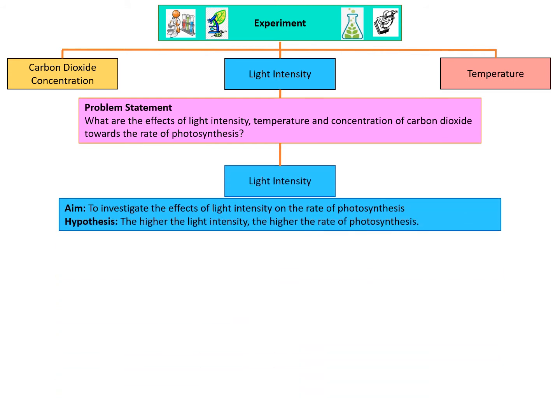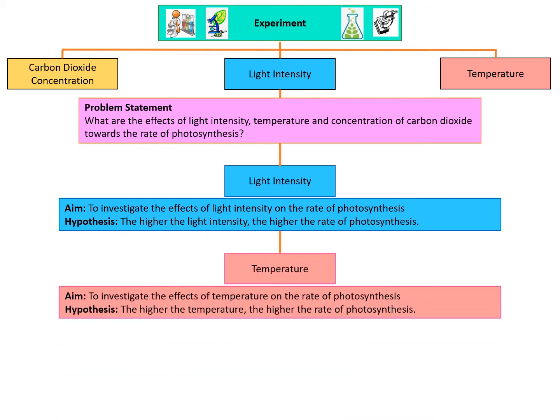The aim is to investigate the effect of light intensity on the rate of photosynthesis. The hypothesis is the higher the light intensity, the higher the rate of photosynthesis. Now we look at temperature. The aim is also the same, to investigate the effect of temperature on the rate of photosynthesis. The hypothesis, the higher the temperature, the higher the rate of photosynthesis.